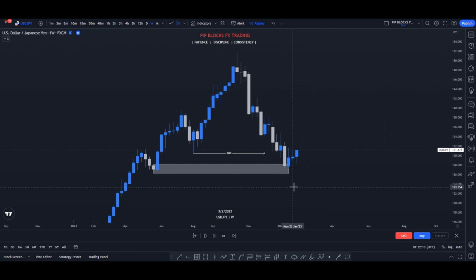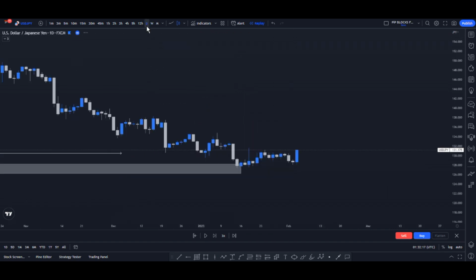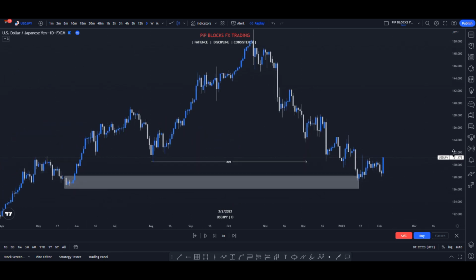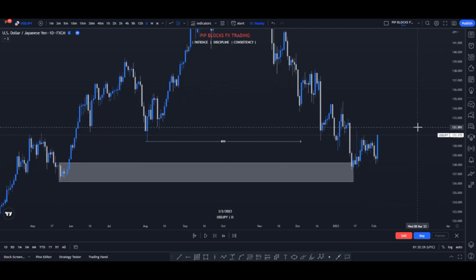So what was I looking at? So I decided to go to the daily time frame. So already I got my demand zone right here. And then I decided to go to the daily time frame.